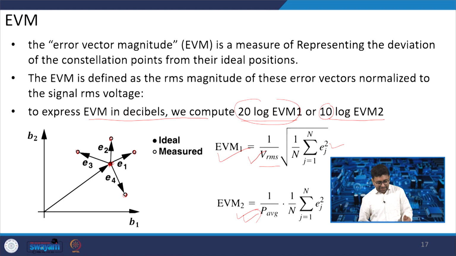So in reality, what is the ideal value of this EVM? Can you think? It is fairly obvious, we do not want any error at all. So E1 to Ej should be 0. We want the error vector magnitude to be 0, but in reality it is not possible, so some percentage of error will be there. This is mostly used when we use digital modulation and try to reconstruct the signal.